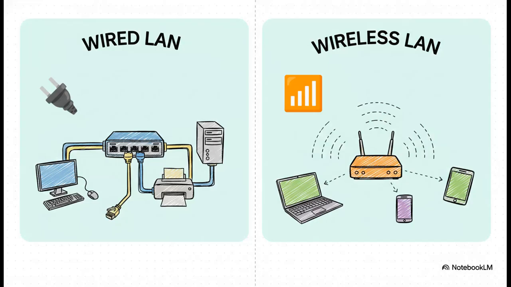And there are basically two main ways to set these up. You've got your classic wired LAN, which uses those physical Ethernet cables plugged into a device called a switch or a hub. Or the one we're probably all using right now, a wireless LAN, which just uses Wi-Fi to connect everything without all the messy cables.